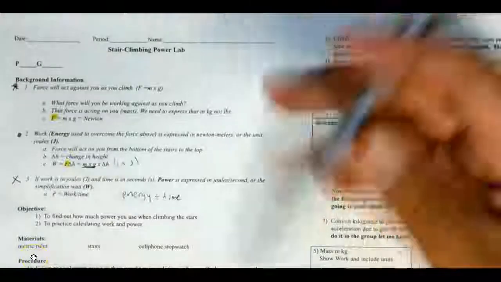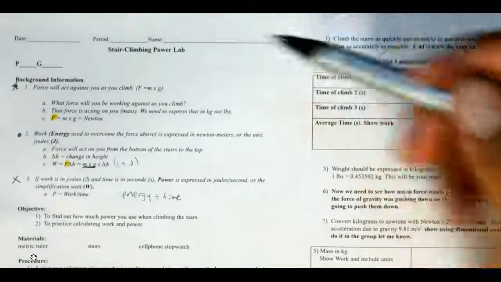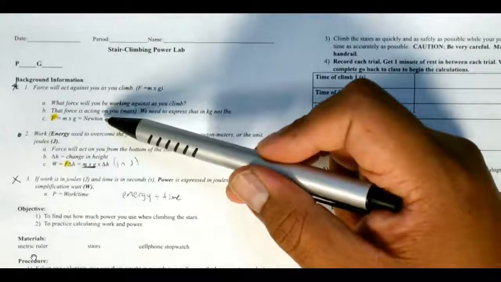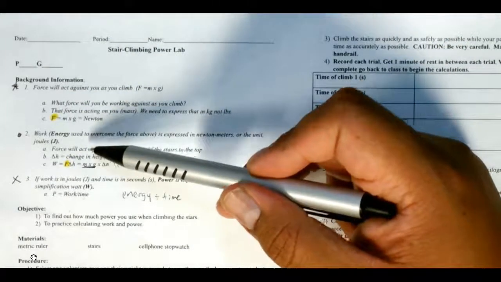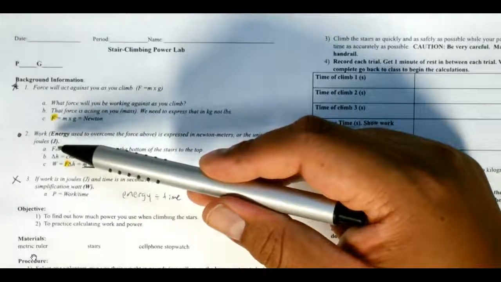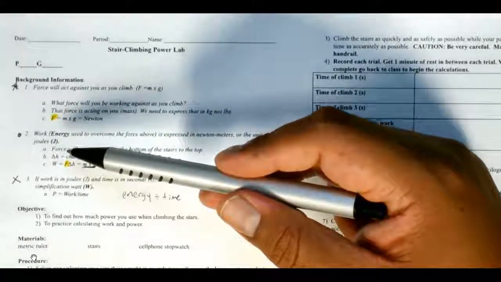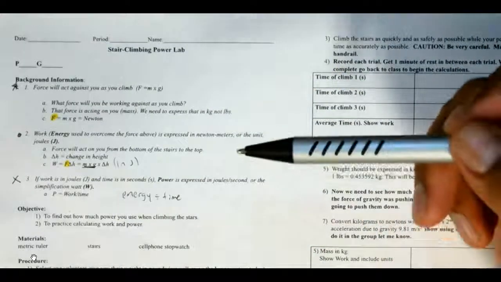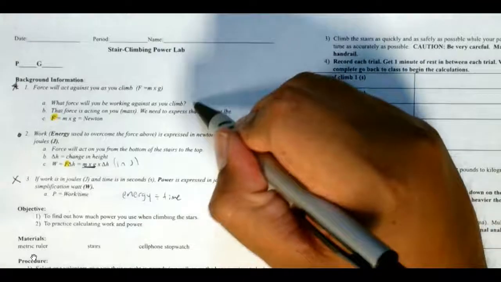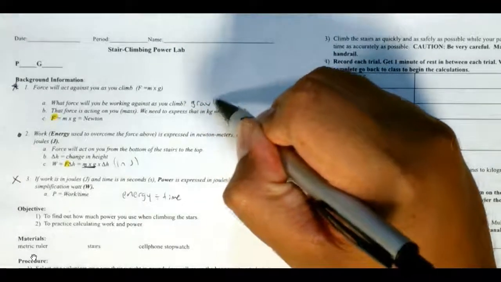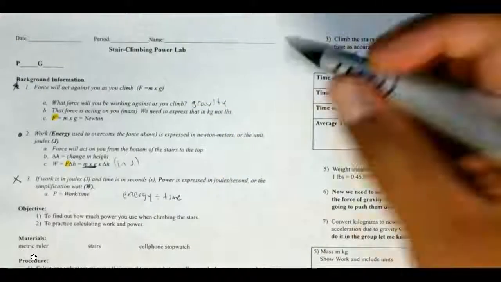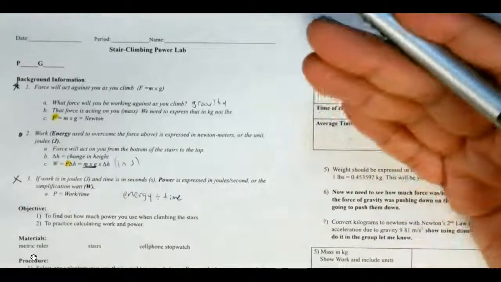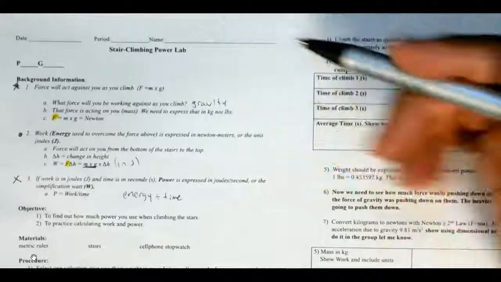Okay, so I want to walk through the Stair Climbing Power Lab. A couple things I want you to pay attention to. Force. This will come into play later when we're using the Newton. Work, or energy, is basically how much energy you need to exert to overcome the force that you're going to be experiencing. And in this case, it's gravity. So gravity is pushing down on you as you're trying to climb the stairs. How much energy do you need to overcome the force of gravity?